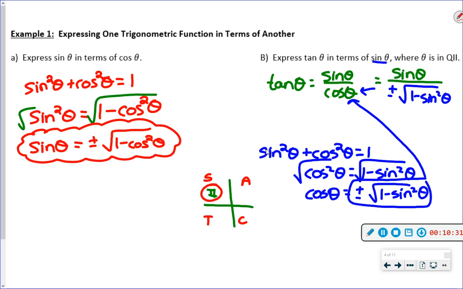So in my final answer, I'm just going to use the negative. I'm going to take off the positive. Now, because I'm running out of room, I'm going to try to not erase everything. Okay, try to put the negative in front.